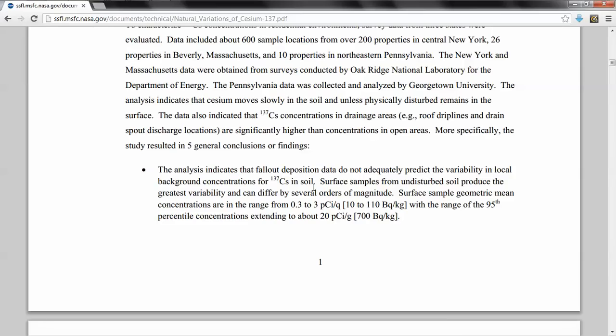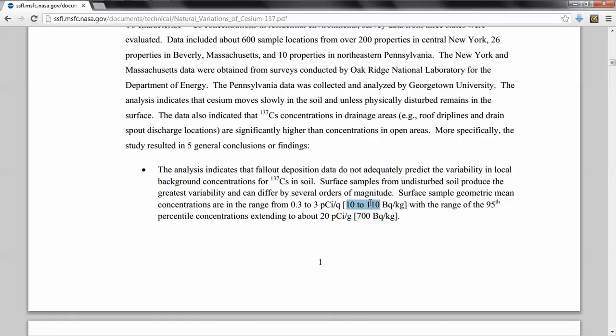Okay. According to the analysis of 600 samples from around the United States, from 200 properties in central New York, 26 in Beverly, Massachusetts, 10 in Northern Peninsula, blah, blah, blah. They tested them in Oak Ridge, which is a pretty good place, and they found that they averaged 10 to 110 becquerels per kilogram, the highest being 700 becquerels per kilogram. So even if that was right, if I totally called that, it's still way less than 1 kilogram of soil naturally is.